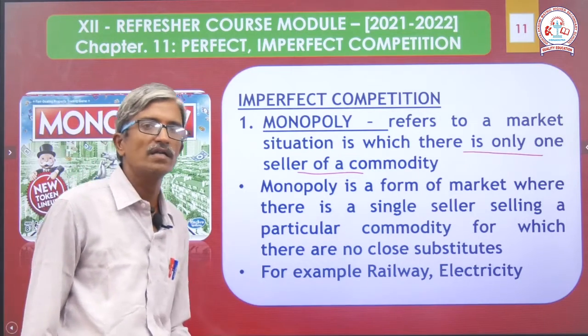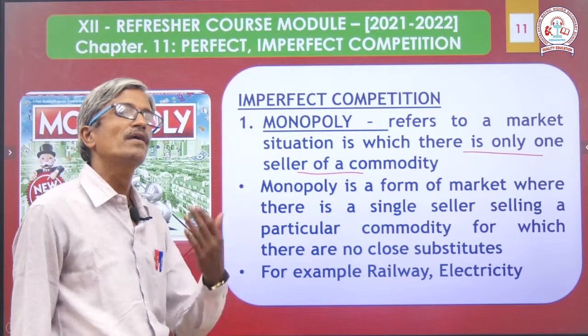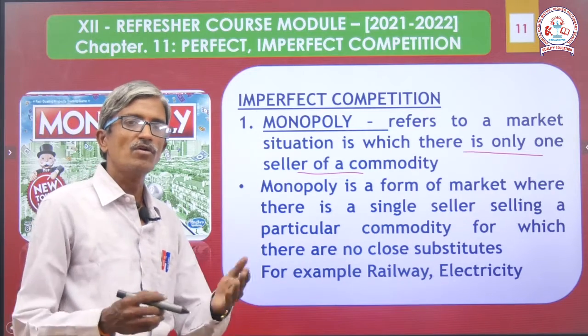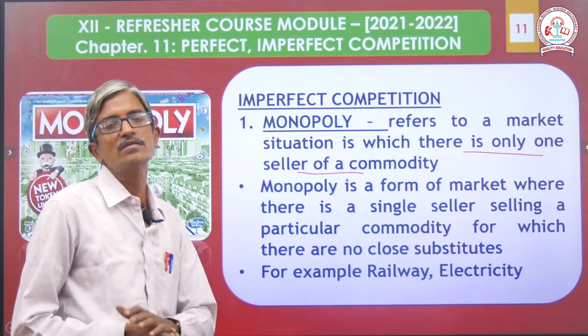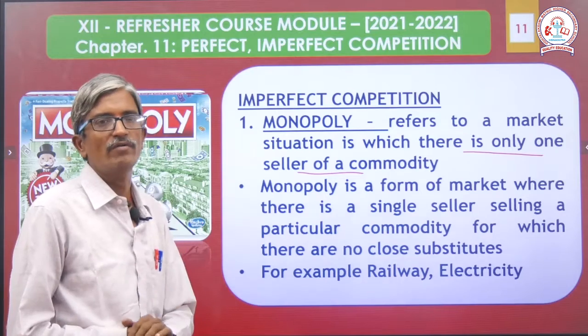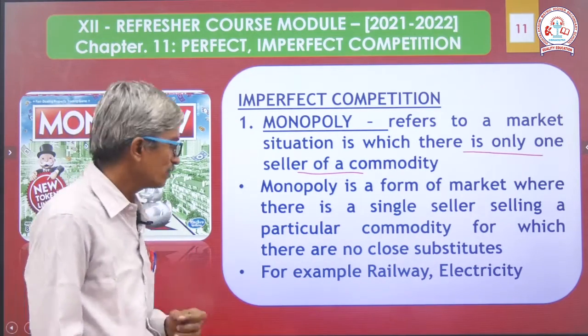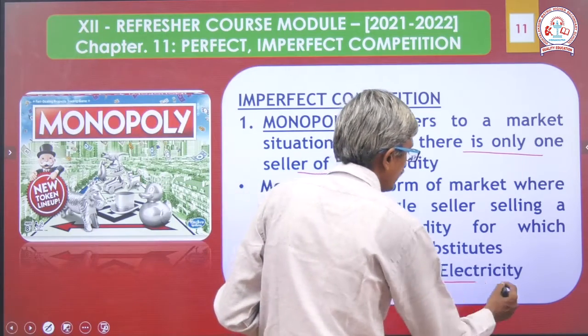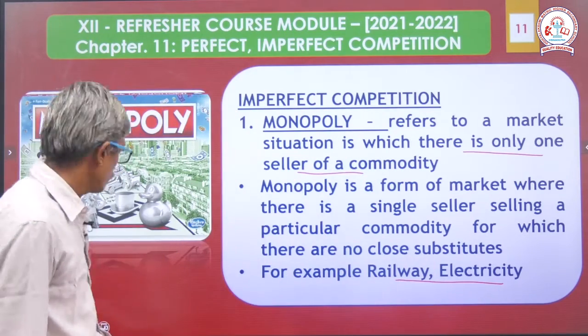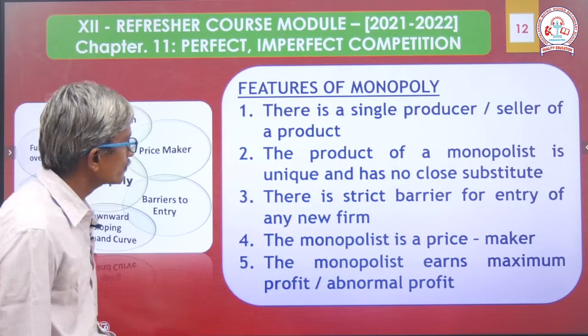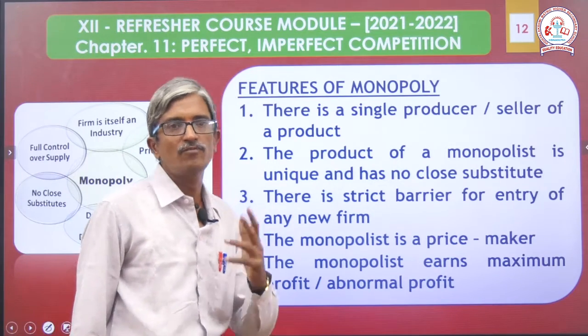Only one person is producing and selling, so the possibilities of a loss are very, very low. For example, Indian Railways and electricity are one of the best examples. Next, the features of monopoly.